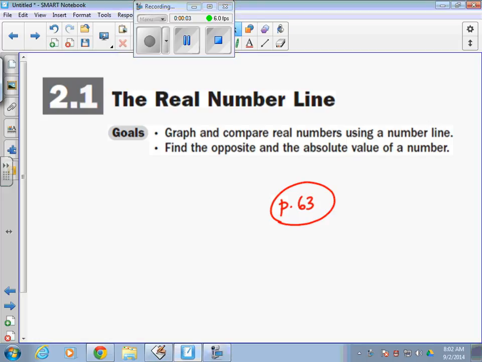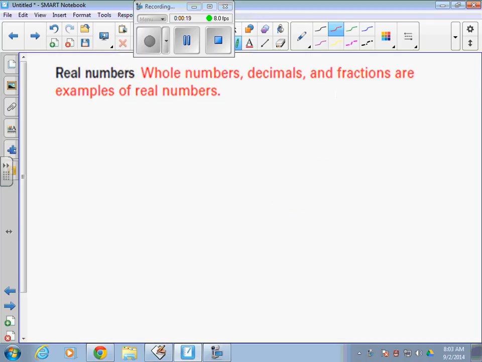This is Algebra 1, Lesson 2.1, Real Number Line, beginning on page 63 in the text. We have two goals that we're shooting for. We're graphing and comparing real numbers using the number line, and we're finding opposites and absolute values of numbers. Got a whole slew of definitions to start.